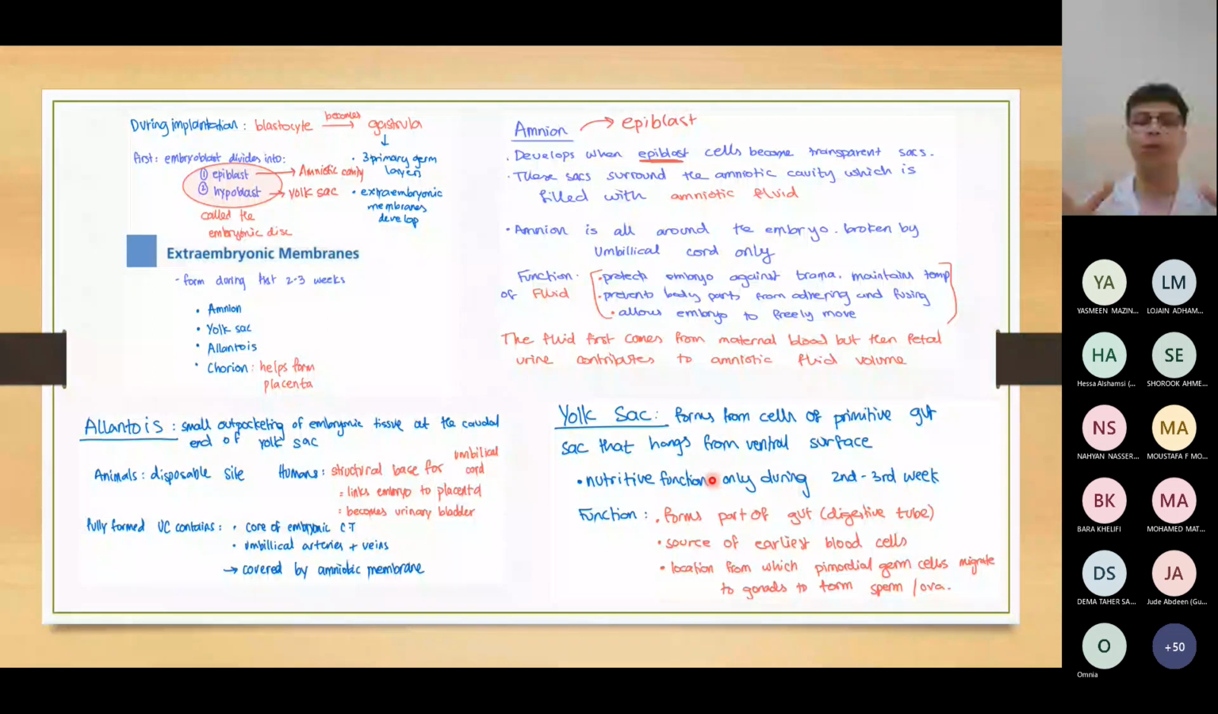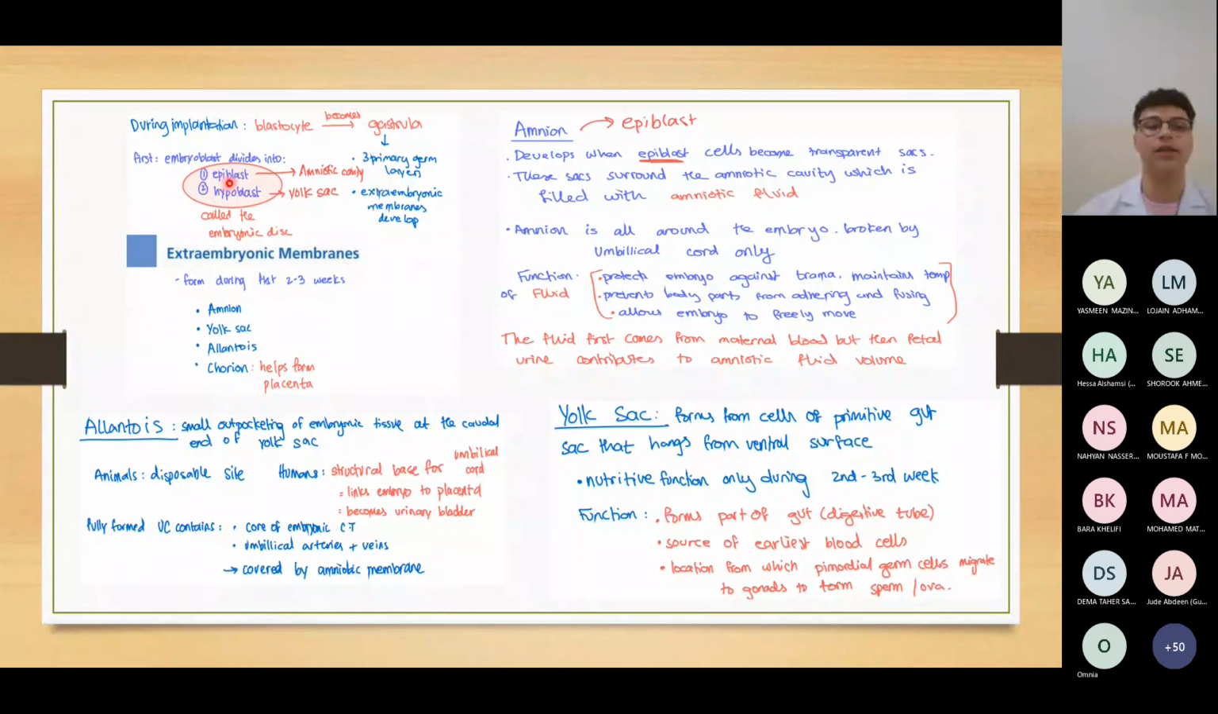Okay, now we're starting with week three, where the blastocyst is becoming more mature, but now we don't call it a blastocyst, we call it a gastrula. There are two important things about the gastrula. We have three primary germ layers, and it has extra-embryonic membranes. So first I'm going to start with the extra-embryonic membranes, and then I'm going to explain the three primary germ layers.